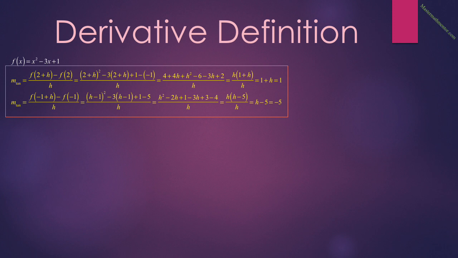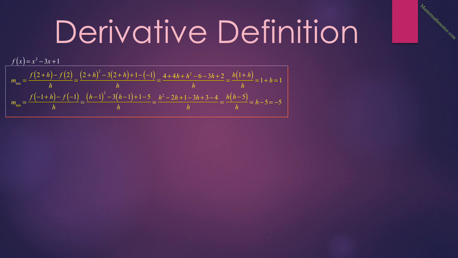When we do the expansion, we end up with an expression where the constants 4 cancel. And we have a factorable expression, h times the quantity 1 plus h over h. The h's cancel, and now we examine that expression as h gets close to 0, and we find that the slope of the tangent line at x equals 2 is equal to 1.